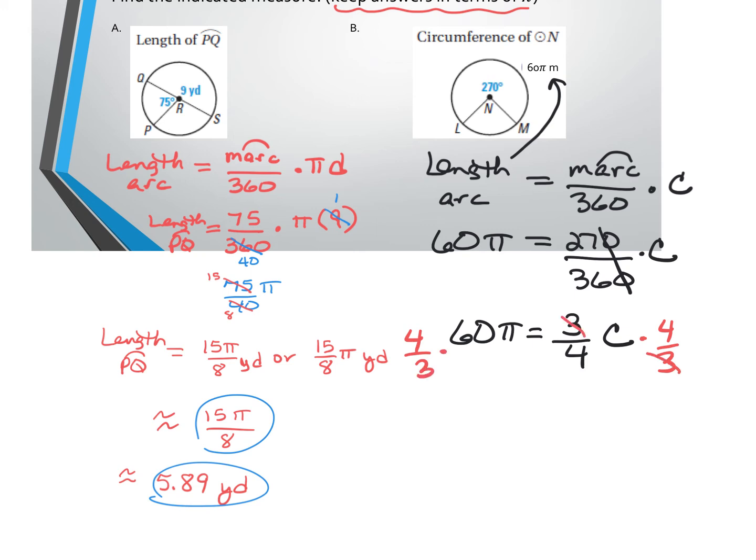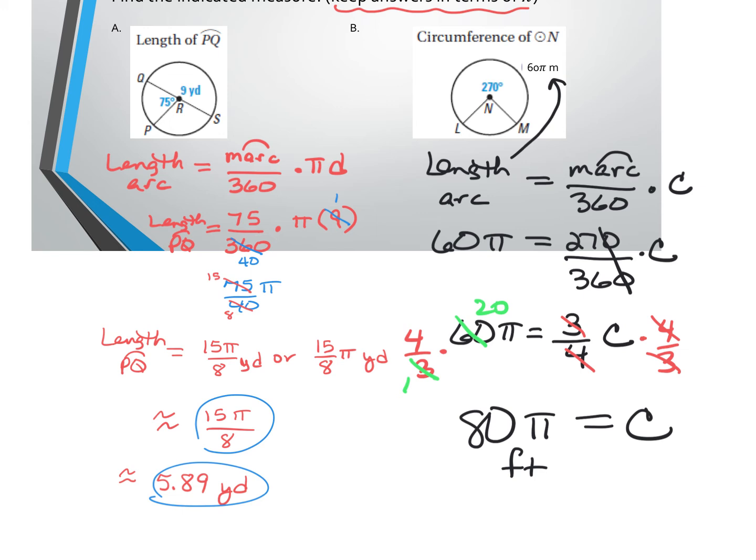This cancels. And now I'm going to multiply. I can simplify diagonally here. Becomes a 1, becomes a 20. And my answer in terms of pi for the circumference is 80 pi. And this is feet.